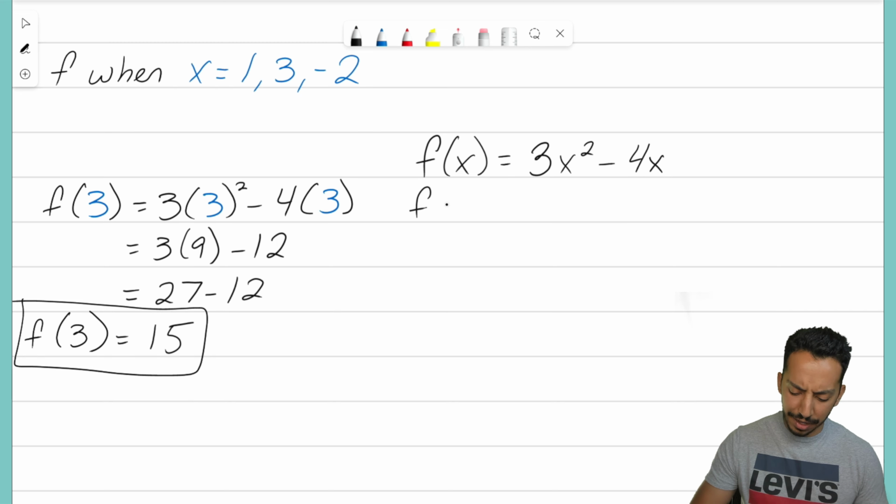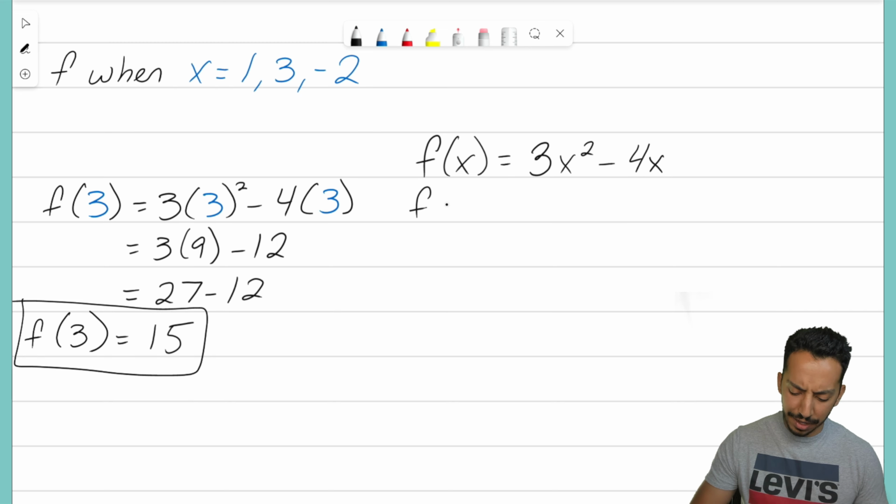Order of operations, exponents go first. Negative 2 squared is going to give me positive 4. Now let's see, negative 4 times negative 2, be careful. 4 times 2 is 8, but because we have a negative times a negative, and a negative times a negative always makes a positive, that actually becomes positive 8. Be careful when you're working these out. 3 times 4 is going to give me 12, and 12 plus 8 has a value of 20. So when our function f has an input of negative 2, our output is 20.